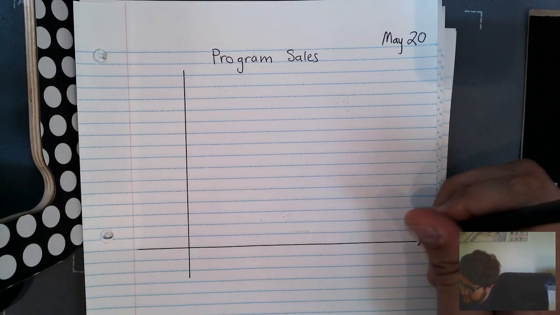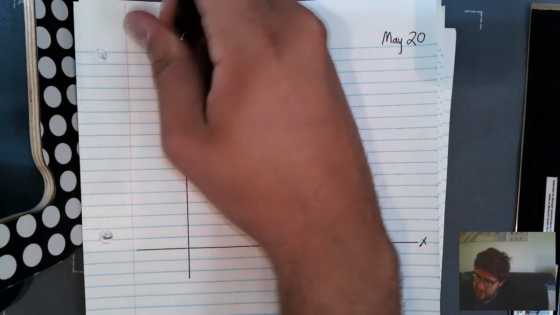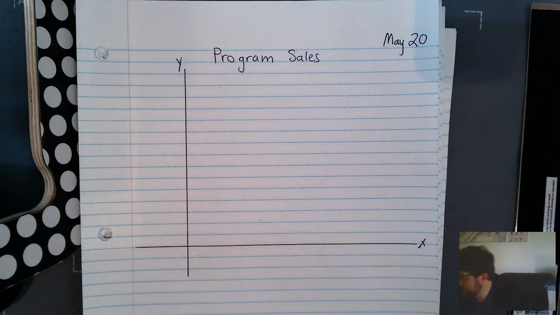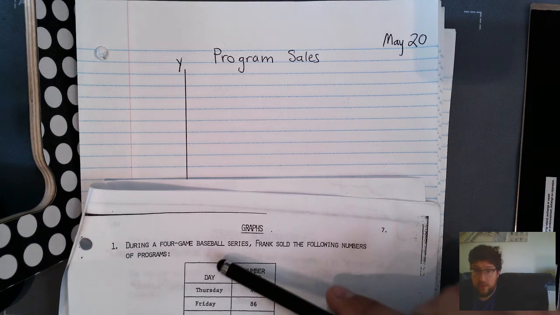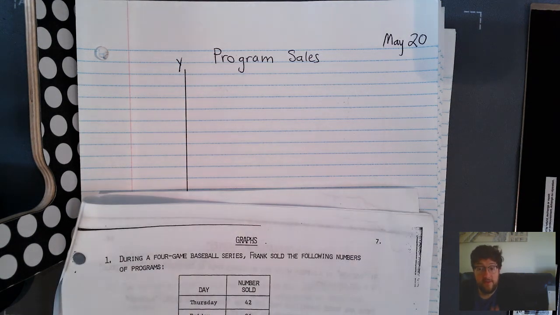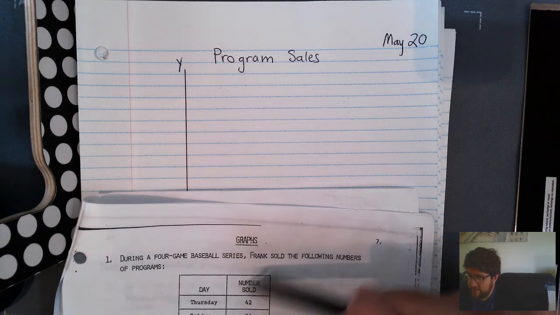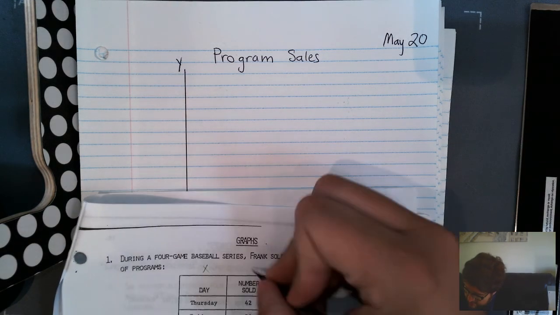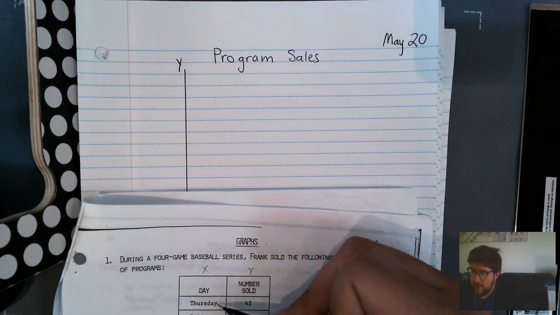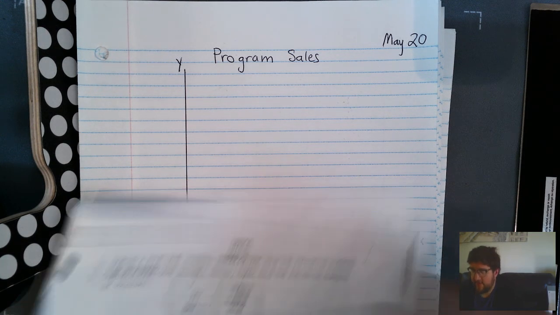This is our x-axis, this is our y-axis, just as always. And let's take a look at some of this stuff. Just like when we say that we do x first before y, same thing with our columns here. So this is going to be our x column, and this is going to be our y column. So when we're labeling our x-axis, we have Thursday, Friday, Saturday, and Sunday.